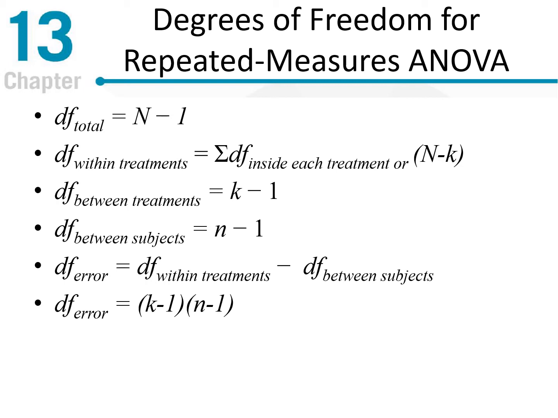The degrees of freedom error is the degrees of freedom within minus the degrees of freedom between subjects. Or you can compute this using k minus 1, where k is the number of groups, times n minus 1, where n is the number of participants.